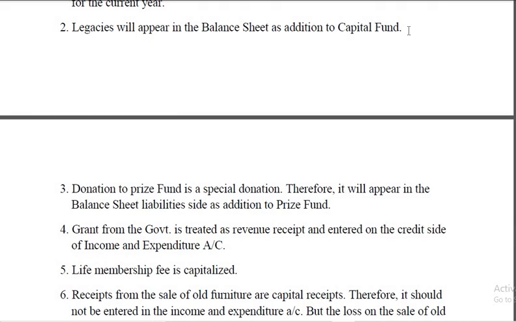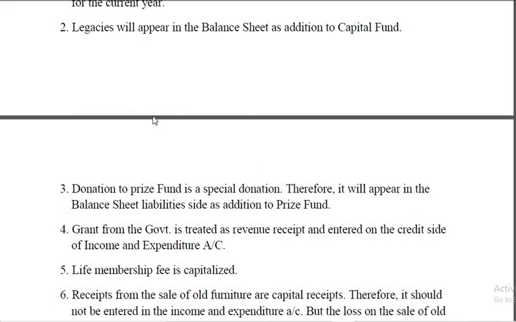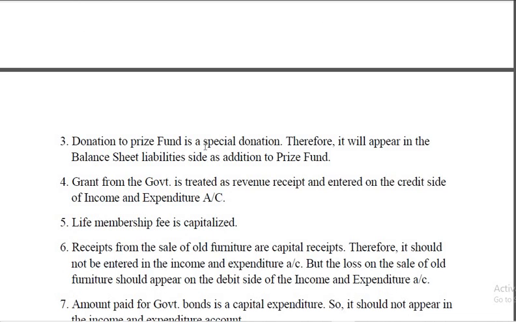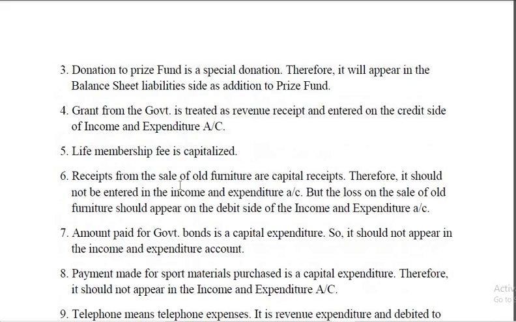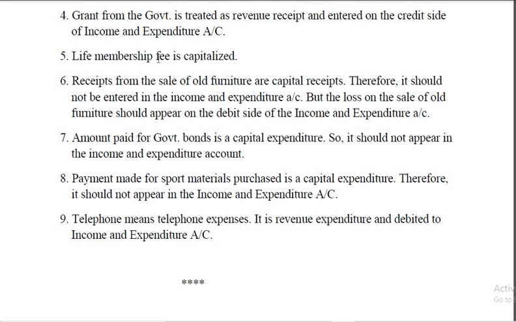Legacies will appear in the balance sheet as capital fund. Then donation to prize fund is a special donation. Therefore, that will appear on the balance sheet liability side as addition to prize fund. Grant from government is treated as a revenue receipt and entered on the credit side of income and expenditure account. Life membership fees is capitalized. Amount received from the sale of old furniture is a capital receipt.